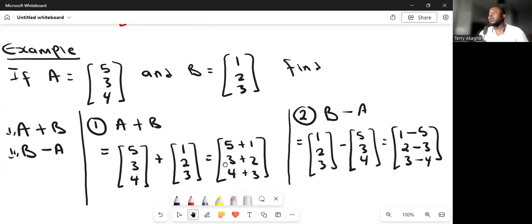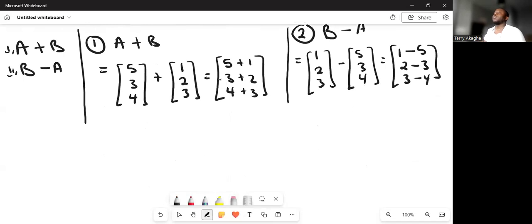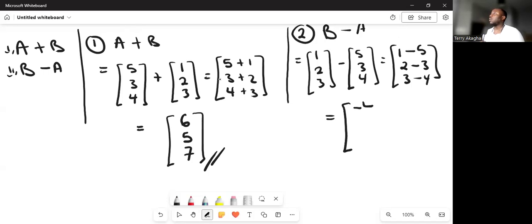Okay, then we simplify this. For the first one, A plus B, 5 plus 1 will give you 6, 3 plus 2 will give you 5, 4 plus 3 will give you 7, and that will be the answer for that. For this one, 1 minus 5 will give you minus 4, 2 minus 3 will give you minus 1, 3 minus 4 will give you minus 1, and that will be the answer. Okay, so that's how you solve it. It's basically simple, provided that the components are known.